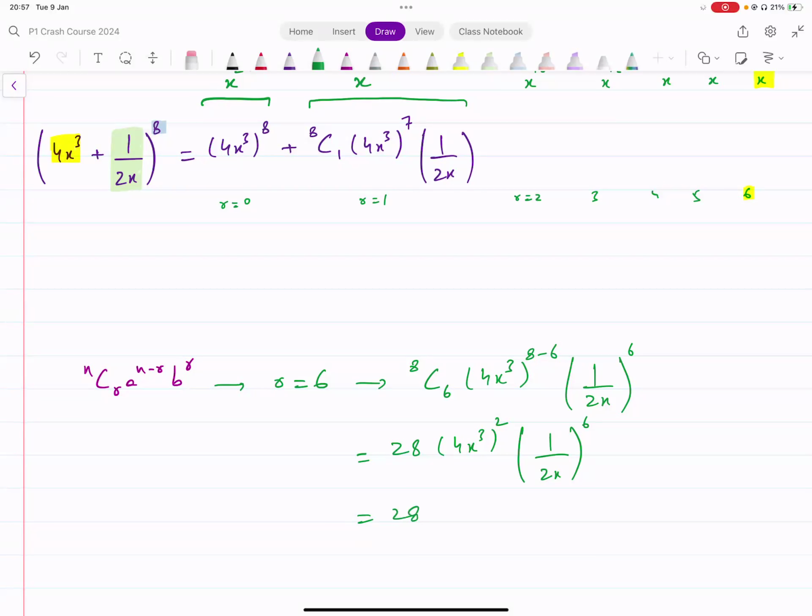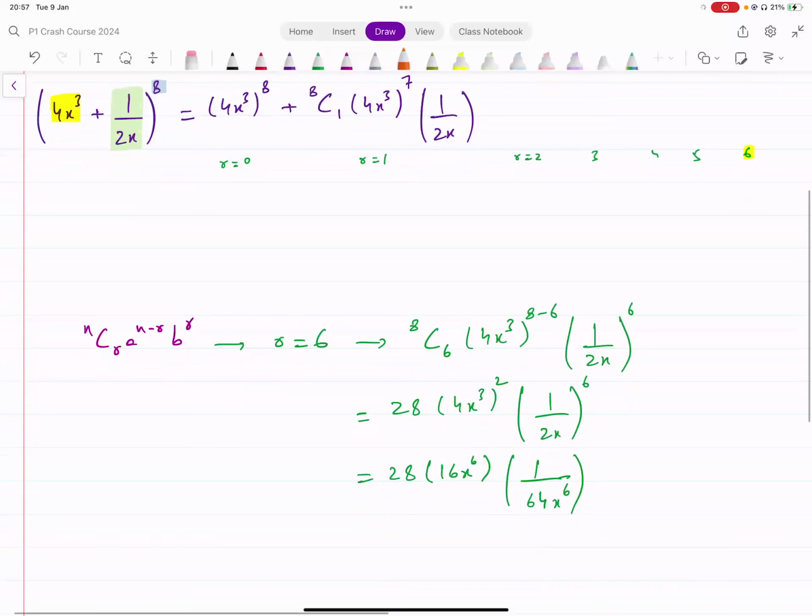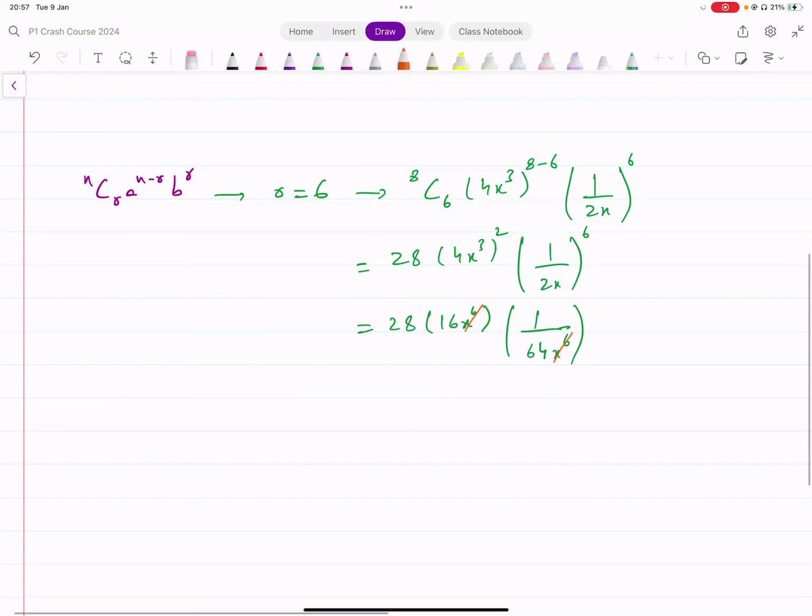So 28 into 4 squared, that is 16, and then x cubed squared, that is x raised to power 6, and then 2 raised to power 6 is 64, into x raised to power 6. The x raised to power 6 and x raised to power 6 get cancelled, and you're left with 28 into 16 over 64. 16 over 64 is 1 over 4. 28 over 4 is 7. And that is what we were looking for here.